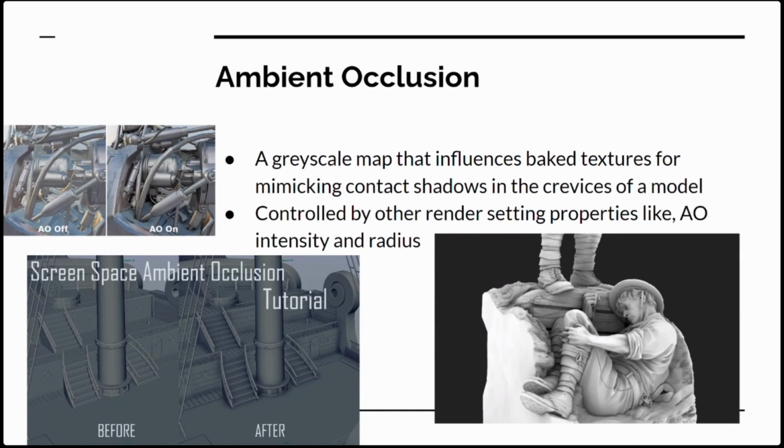Ambient Occlusion, this is a grayscale map that is baked onto each model, and it mimics contact shadows that most render engines either don't do or do poorly. And so on the left, you can see how it looks before and after having something like that applied.